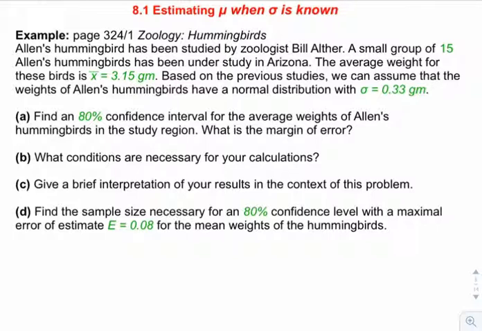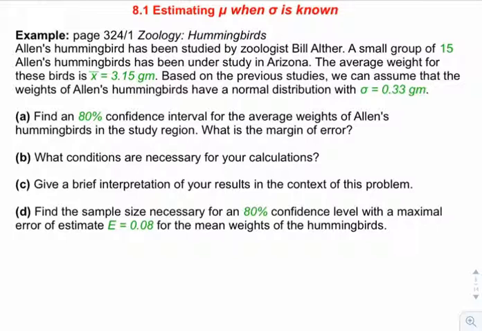So a few things for us to notice already. We have a normal distribution, we have a mean weight given to us, and we know the size of the sample, 15. The standard deviation of the population, not just the sample, but the population, is given to us.